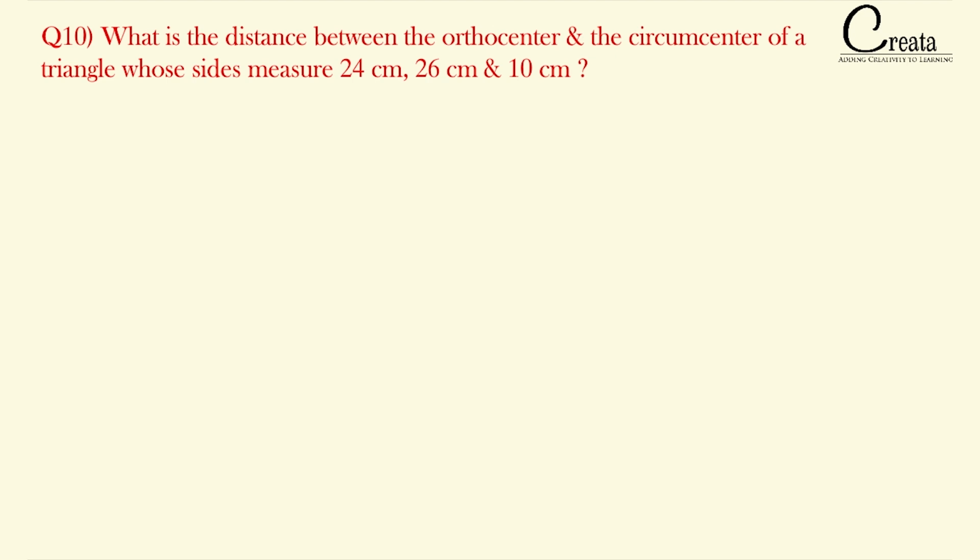The trick or the hint to approach the question is already given in the question. That is the three sides of the triangle. Let's see what is the hint. If you observe 24, 26 and 10 centimeter, that is the side of the triangle, are the Pythagoras triplet. The Pythagoras triplet means these three sides will form a right angle triangle. Let's check whether these are Pythagoras triplet or not.